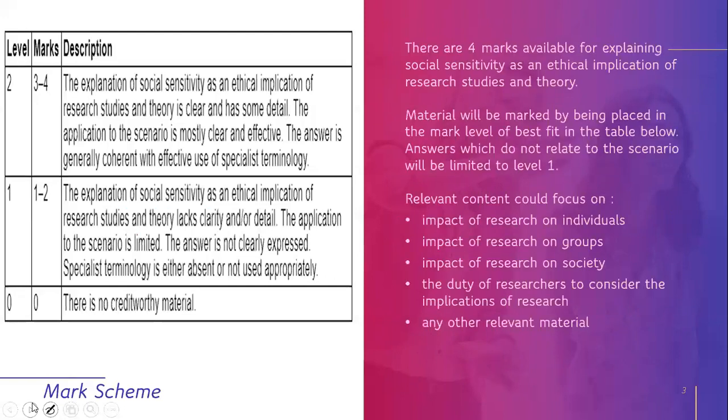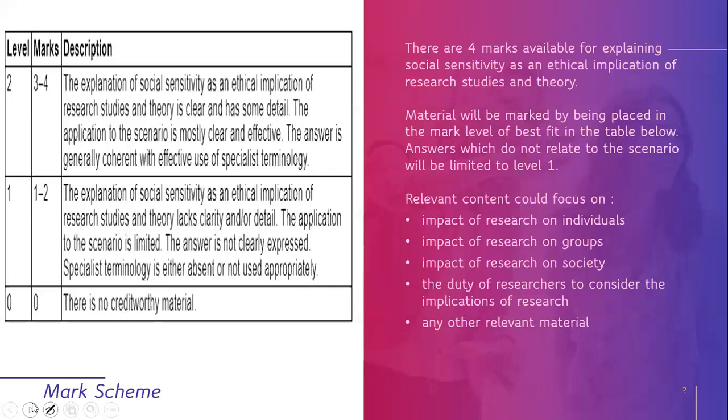To expand on it a little bit further, there are 4 marks available for explaining social sensitivity as an ethical implication of research studies and theory. The material will be marked by being placed into the mark levels best fit in the table below. So when you're marking this, it's got to fit into one of the best fit. So you kind of say, oh, it's more of level 1 than level 2. Or actually, there's more detail in the explanation, and the application is almost there, so it'll be in level 2 and probably be around about 3 marks. So you're looking for the best fit.